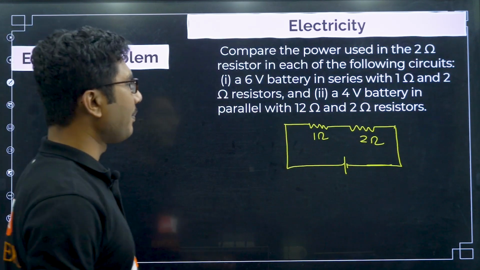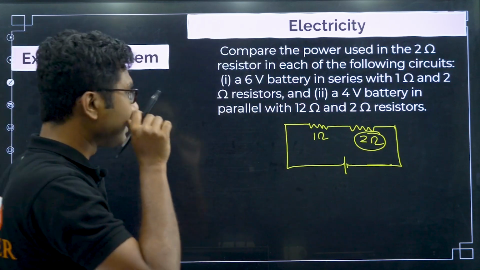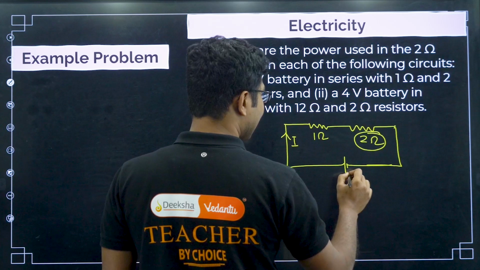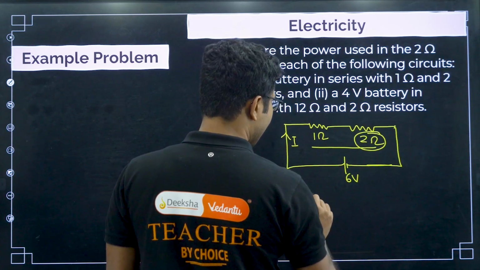So we have to find the power consumed by this resistance. Okay, so what is the current? First we have to find the current in the circuit. To find the current in the circuit, what we have to do? We have to find the total resistance, R equivalent. So what is the R equivalent?